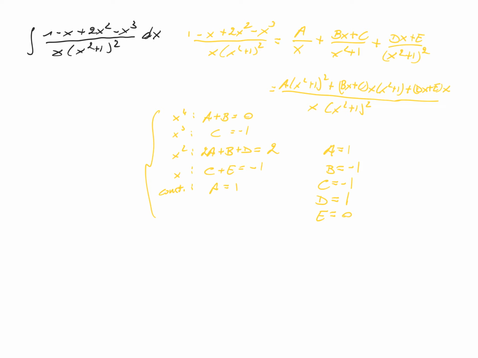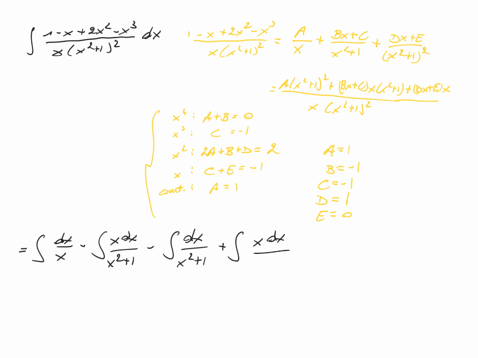We plug those values into the partial fraction decomposition, and the integral becomes the integral of dx over x, minus the integral of x dx over x squared plus 1, then minus the integral of dx over x squared plus 1, and then finally plus the integral of x dx over (x squared plus 1) to the power 2. For the second and the fourth one, you can do a substitution. So u is equal to x squared plus 1, which means that du is 2x dx, and this allows you to easily calculate the integrals.